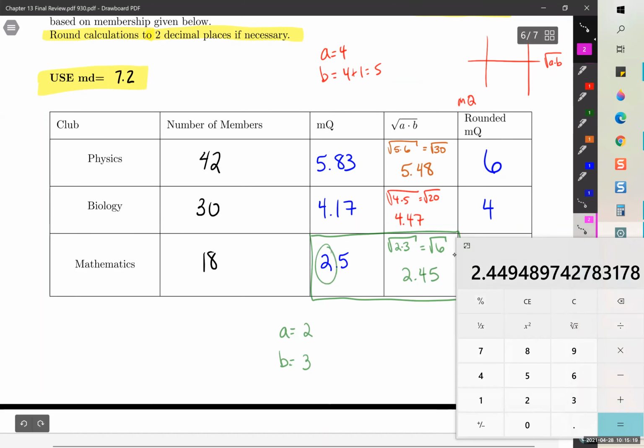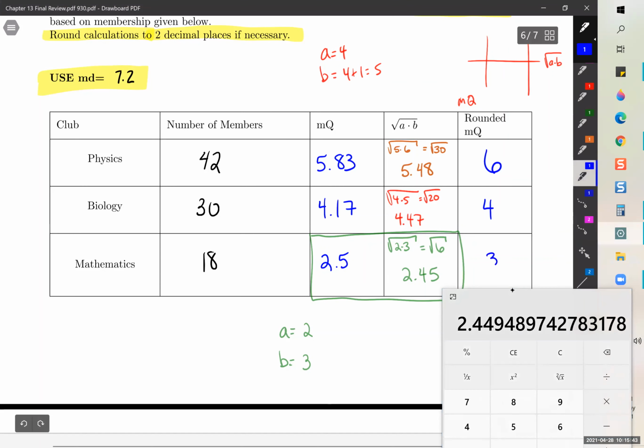Okay, now let's compare. Is our MQ value larger than this value? Yes, so in our mind, we're visualizing that the MQ overcame the square root of AB, and we know if we get a larger value, we round the MQ up. So we think, should we round this to 2 or to 3? Do we agree? 3.